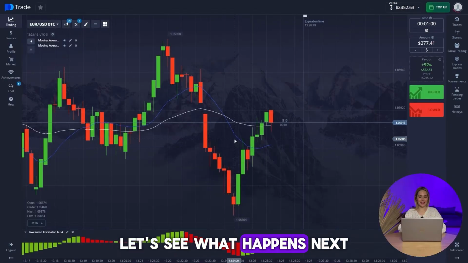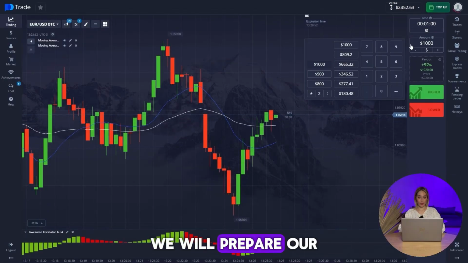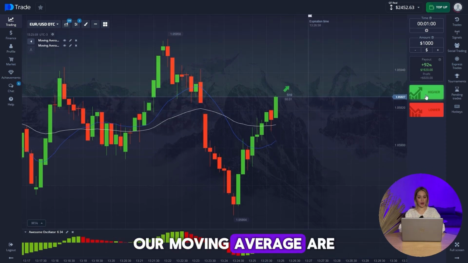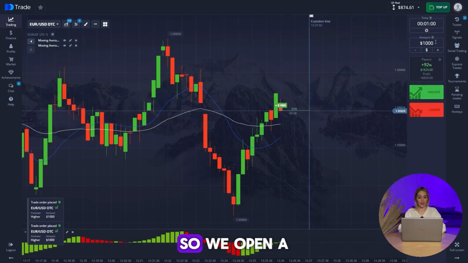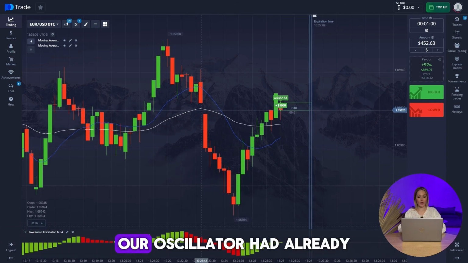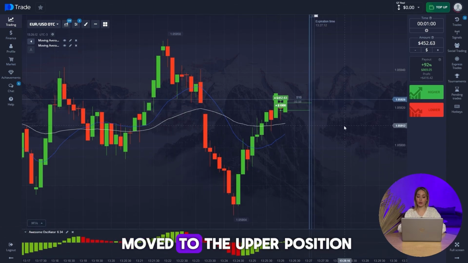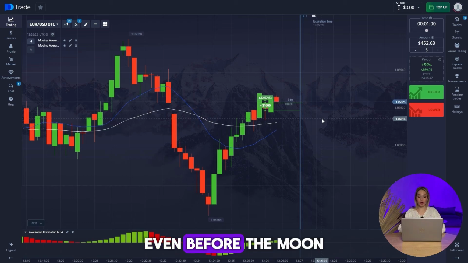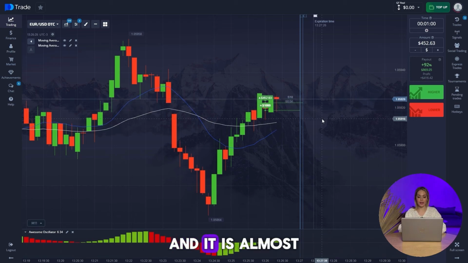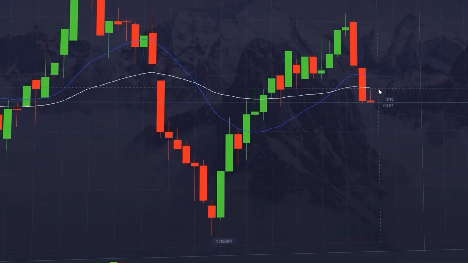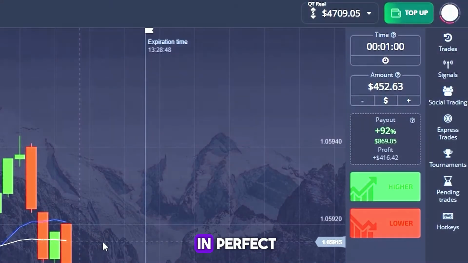Let's see what happens next on this coin. We will prepare our balance in advance for opening further trades. Our moving averages are preparing to cross again. So, we open a new trade for our entire deposit. Our oscillator had already moved to the upper position, so I decided in advance to open a bullish trade for 1 minute, even before the moving averages crossed, and it is almost closed in profit. Our trade is closed in profit.